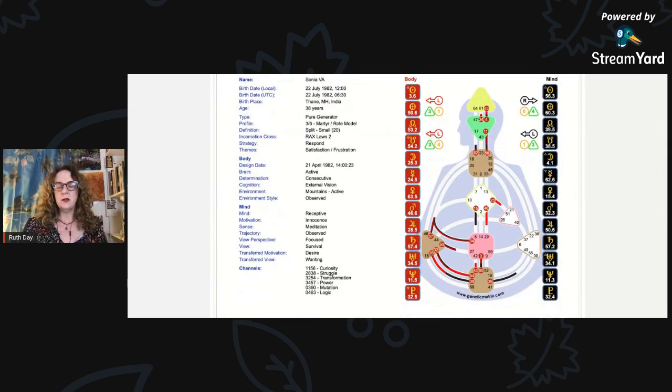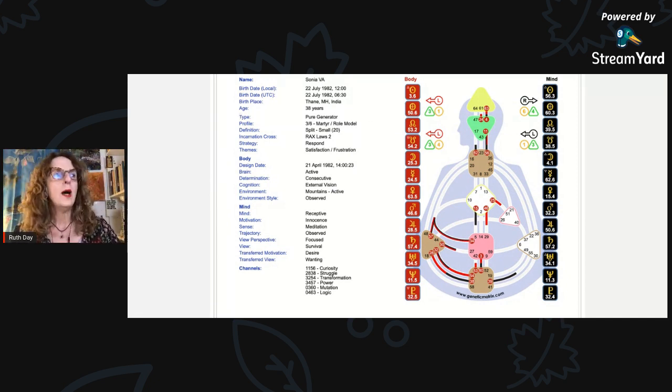Sonia is a generator. And if you look over here, this is generator. And even if you don't use this site, you'll still get generators, but just go over to the type. So that's the first thing you want to check. So what makes someone a generator?